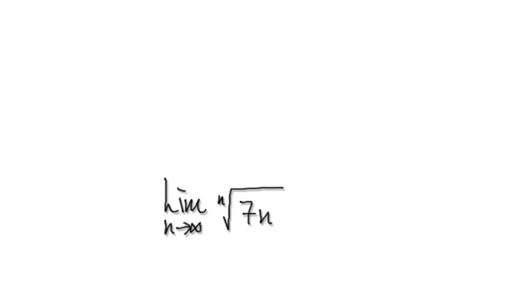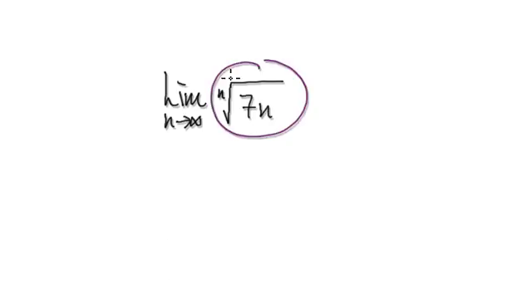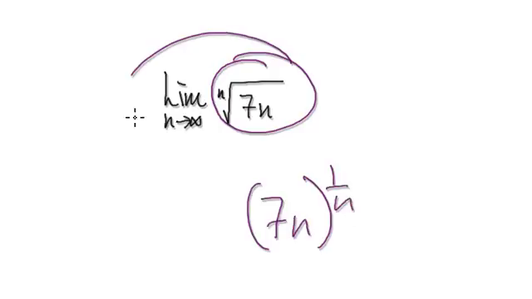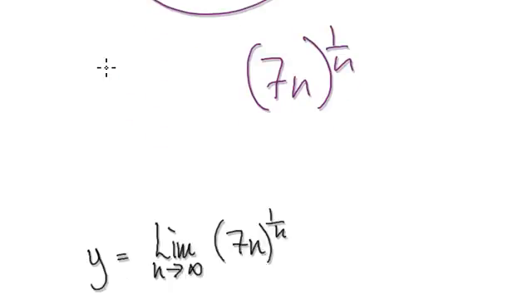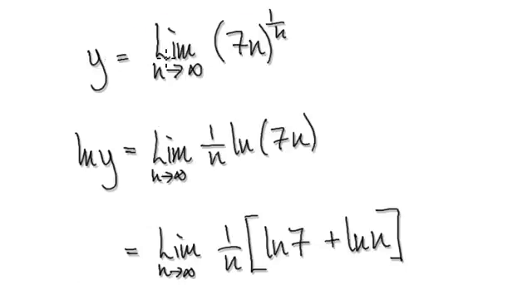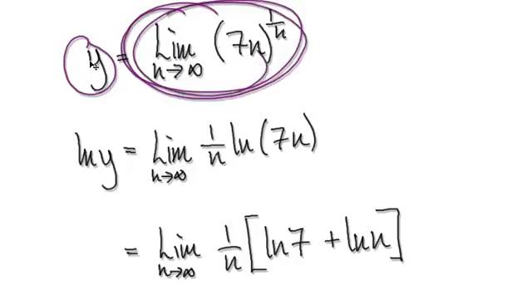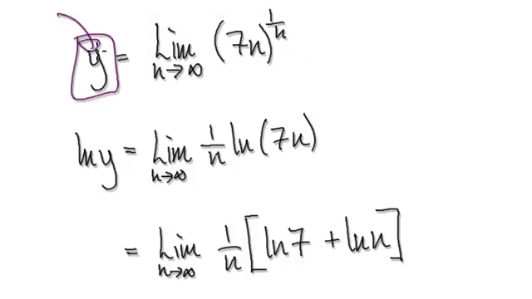Okay, let's give you guys some more practice. So find the limit of this as n tends to infinity. Press pause and have a go. Okay, so to do this, rewrite this as 7n to the power of 1 over n. Let y be this thing here, and we are going to try and find y.